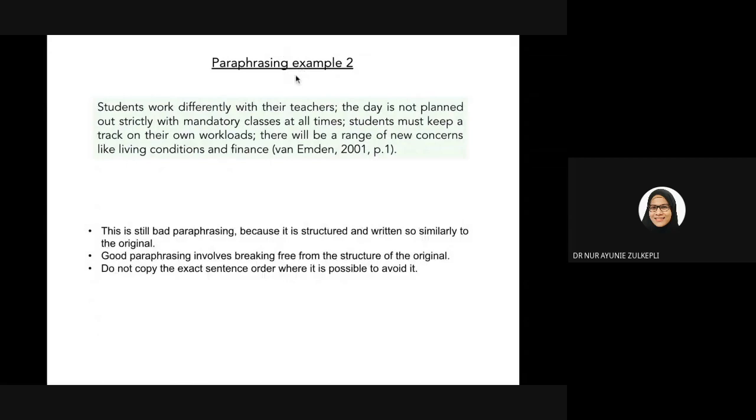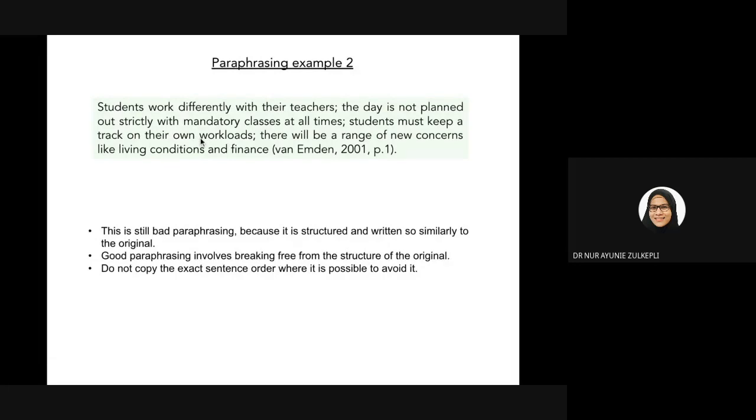Okay, paraphrasing number 2. Students work differently with their teachers. The day is not planned out strictly with mandatory classes at all times. Students must keep track of their own workload. There will be a range of new concerns like living conditions and finance. So it is stated here it is still a bad paraphrasing. Why? Because it is structured and written so similarly to the original.